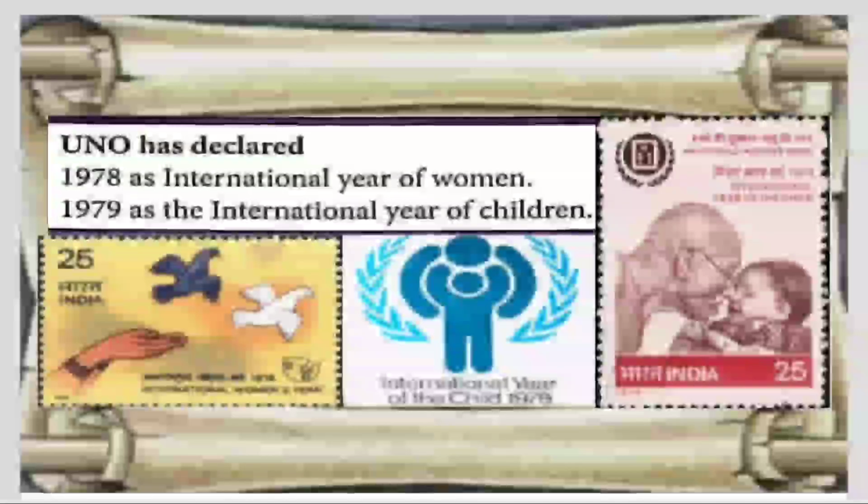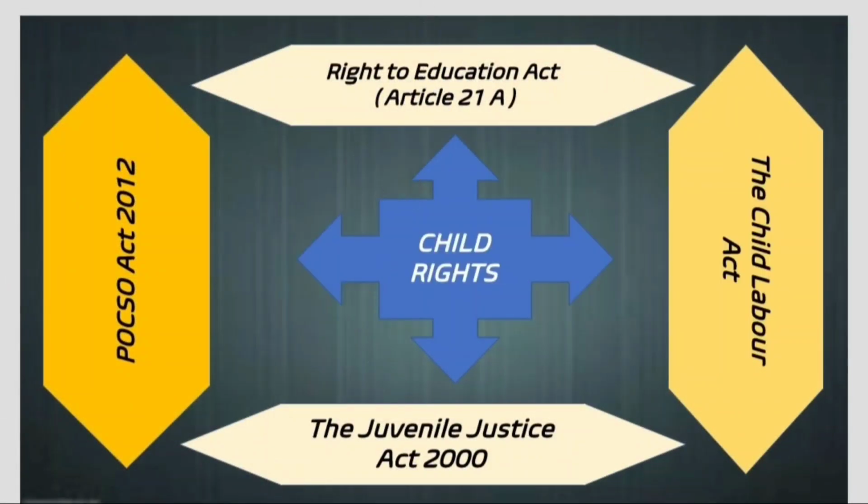UNO, United Nations Organization, has declared 1978 as the International Year of Women and 1979 as the International Year of Children. Child's Rights. Number 1, Right to Education Act. Number 2, the Child Labor Act. Number 3, the Juvenile Justice Act 2000. Number 4, Protection of Children from Sexual Offences Act.